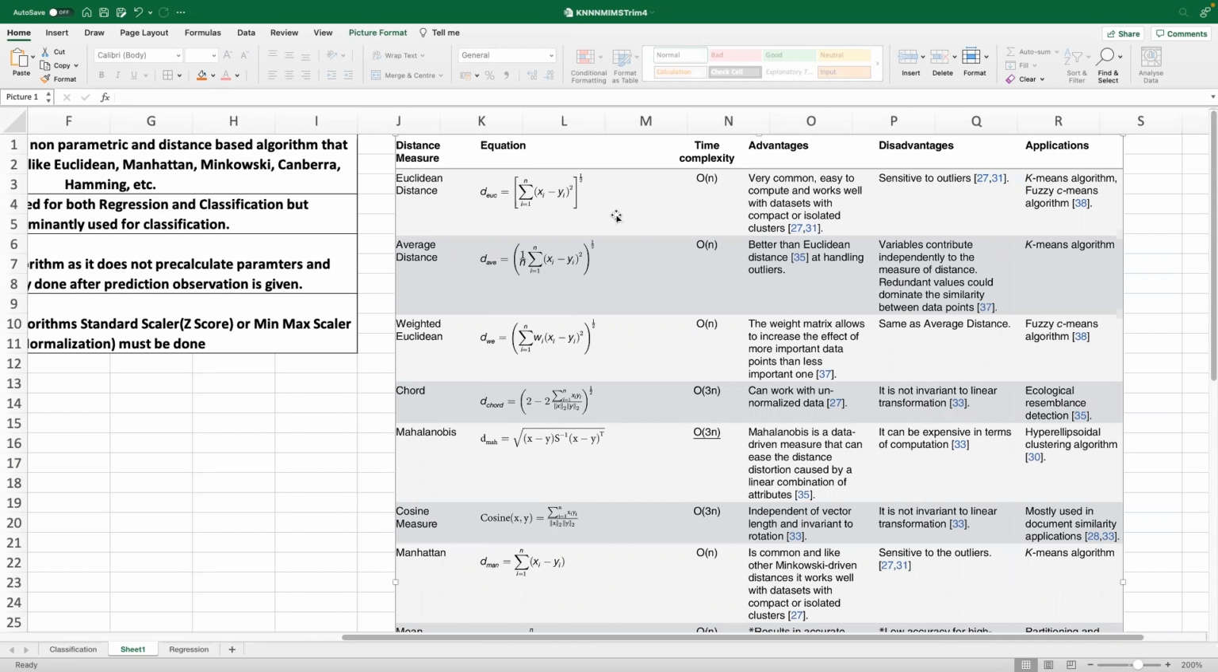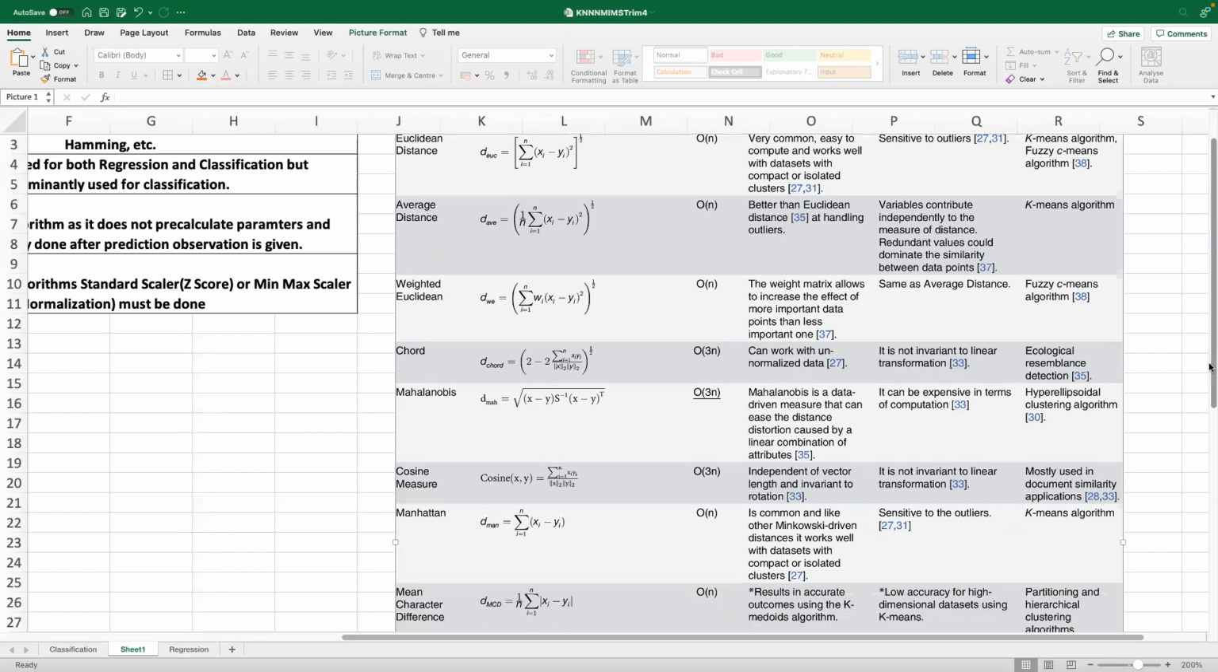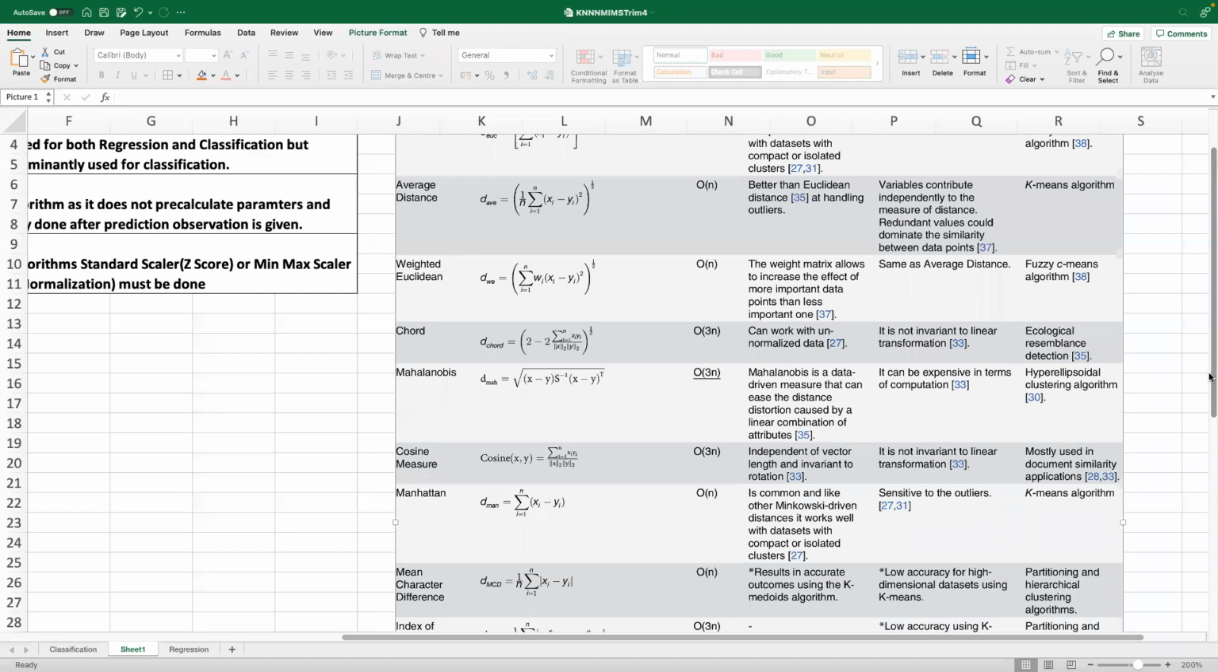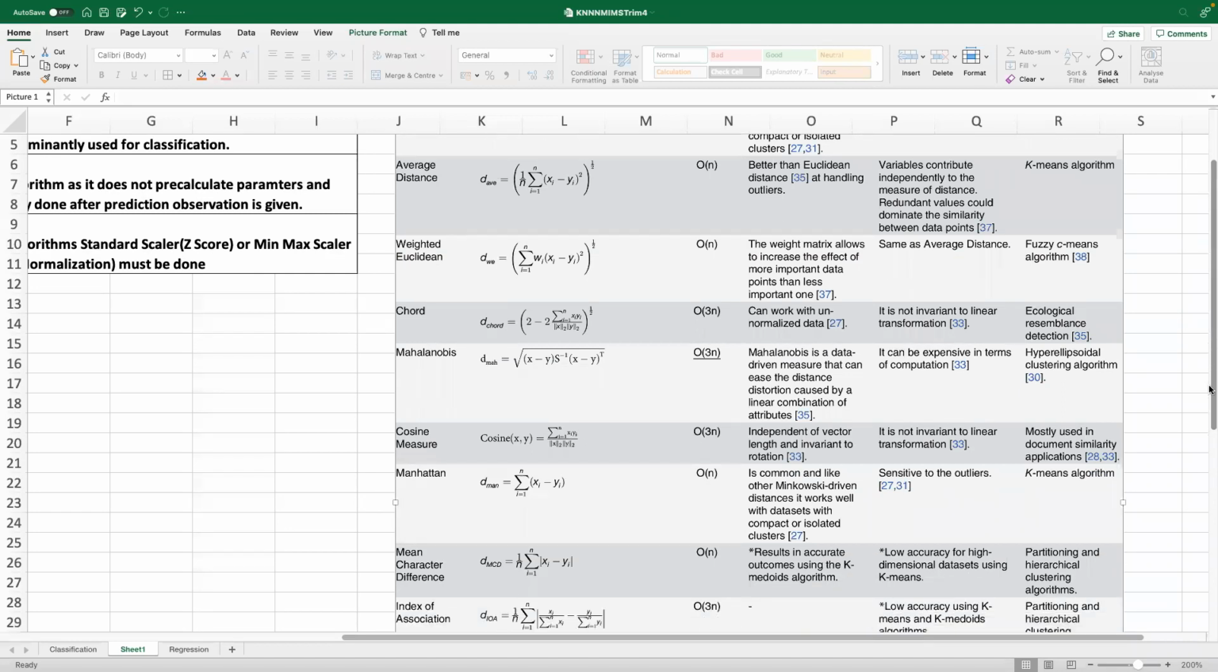Similarly, average distance is also better than Euclidean at handling outliers. Average distance can be used when you are handling outliers. Weighted Euclidean is there, which is same as average distance. It can also be good at handling outliers. Mahalanobis distance is there. It is computationally intensive.